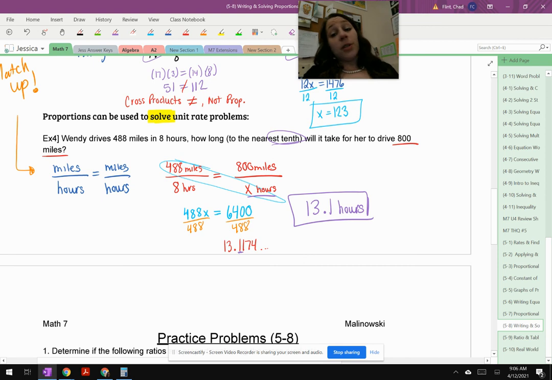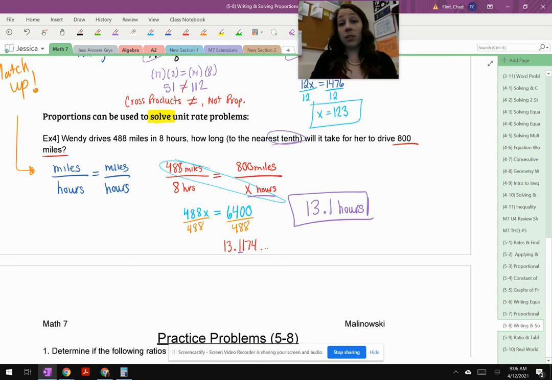Obviously, there's other ways you can solve this problem other than using a proportion, but in most cases, the proportion is easy and makes most sense. So give that a try out on those practice problems.